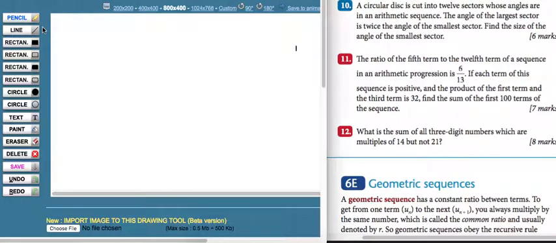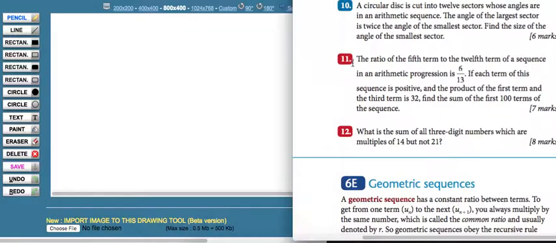Going to be looking at another question about sequences and series. So in question 11 we're given that the ratio of the 5th term to the 12th term of an arithmetic progression is 6 to 13. If each term of this sequence is positive and the product of the first term and the third term is 32, find the sum of the first 100 terms of the sequence.